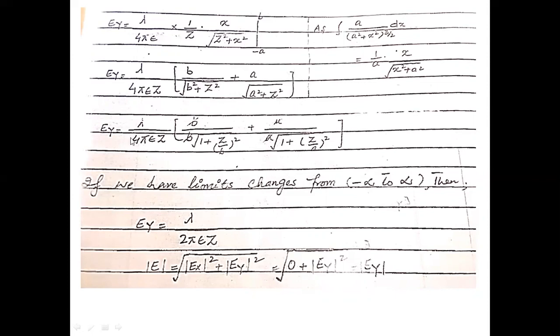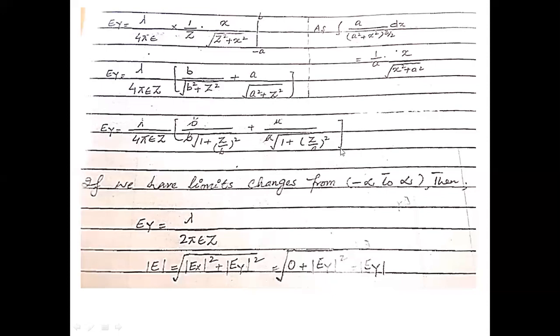Ey is equal to lambda over 4 pi epsilon z. Taking b as constant, taking b outside, we will be left with 1 plus z over b whole square. So b will be cancelled out with this b.